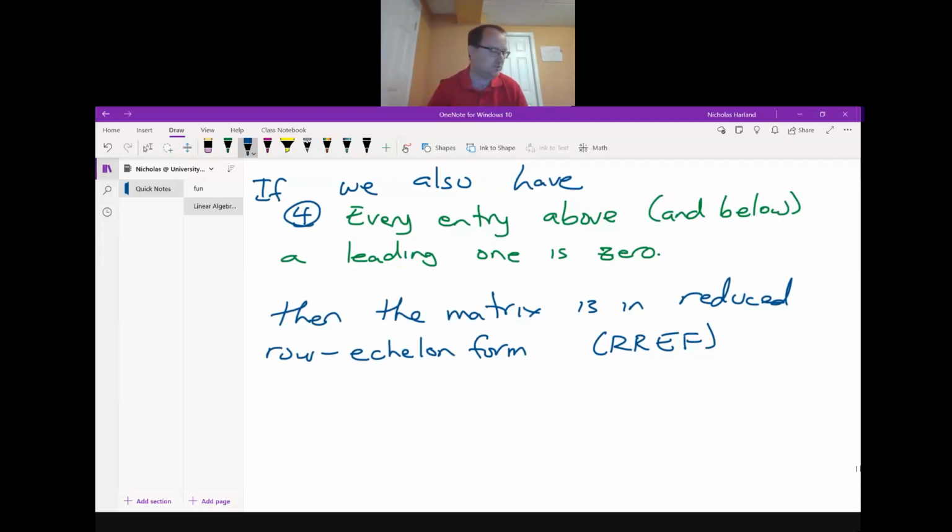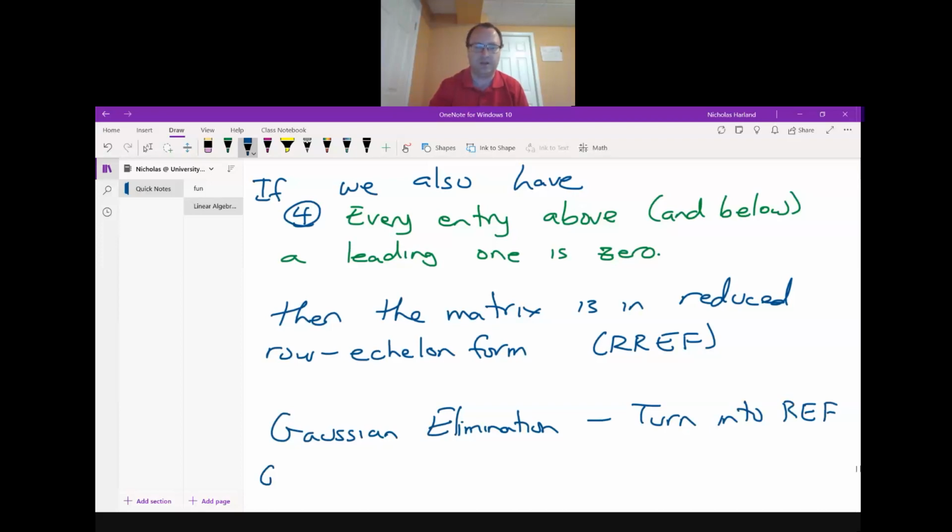All right, so a couple more things. Gaussian elimination basically means we'll take a series of fairly algorithmic steps to turn into row echelon form. Gauss-Jordan.